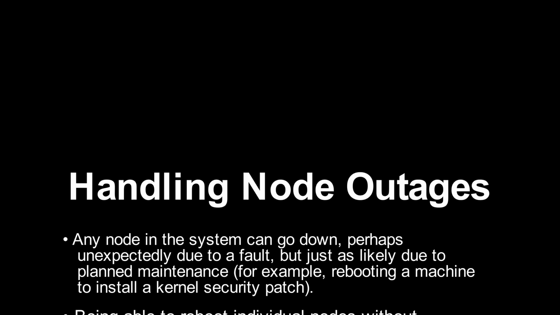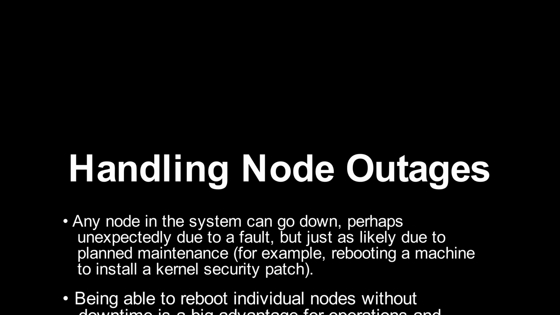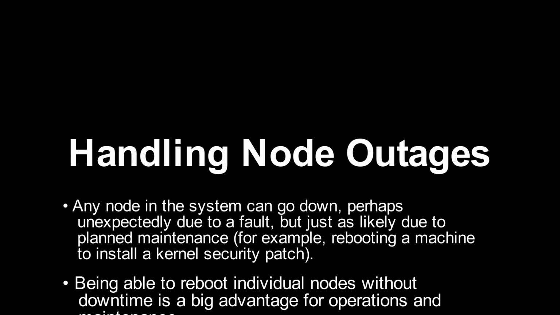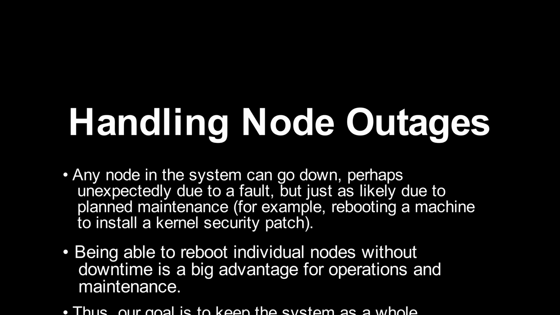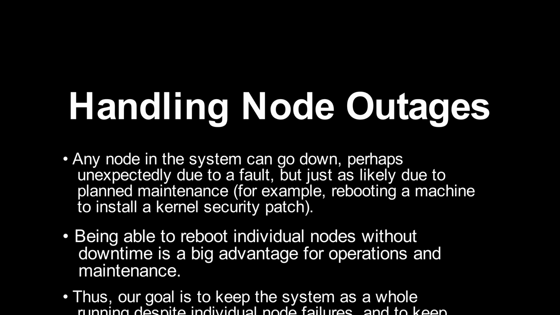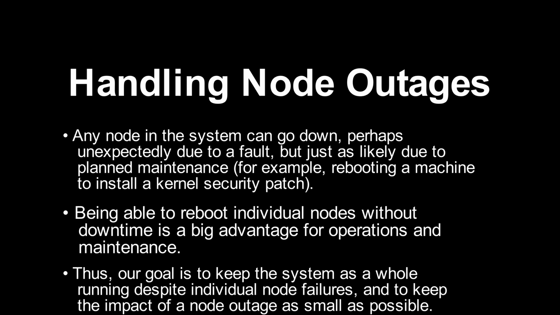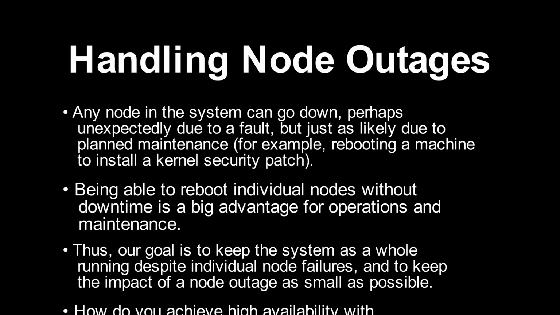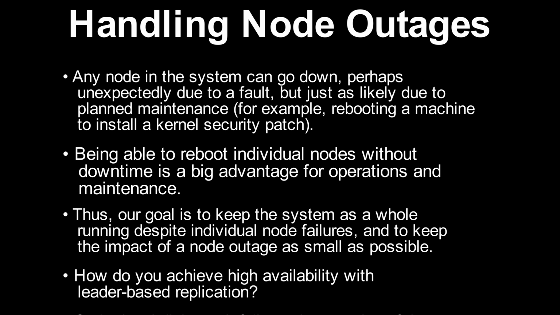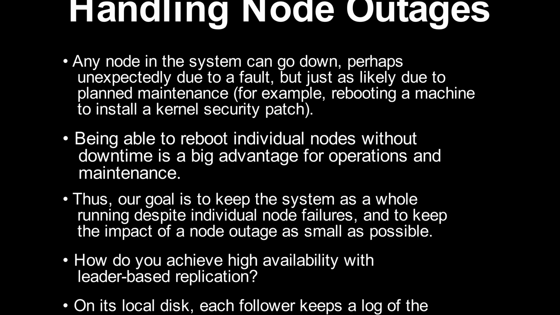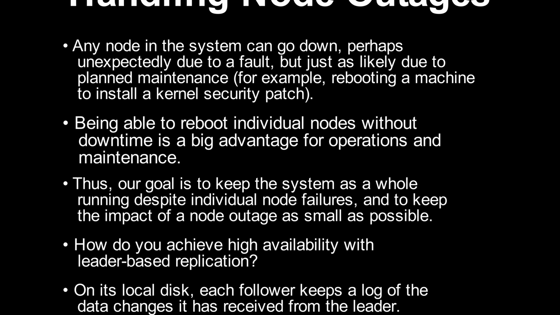Handling node outages. Any node in the system can go down, perhaps unexpectedly due to a fault, but just as likely due to planned maintenance. For example, rebooting a machine to install a kernel security patch. Being able to reboot individual nodes without downtime is a big advantage for operations and maintenance. Thus, our goal is to keep the system as a whole running despite individual node failures, and to keep the impact of a node outage as small as possible.